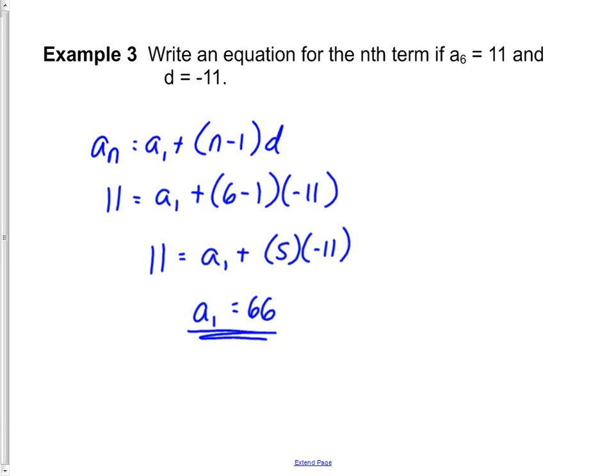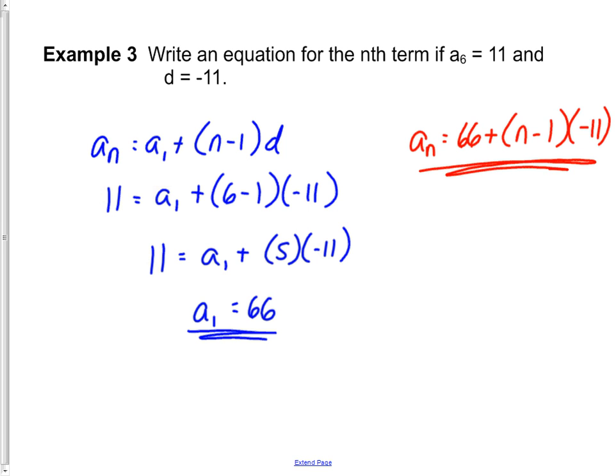Now that I have a sub 1 as 66, I can go through and write my equation for the nth term. A sub n equals a sub 1, which is 66, plus n minus 1 times the d value. The d value in this case was negative 11. So now, once I found a sub n, I can go through and find any term of this sequence.